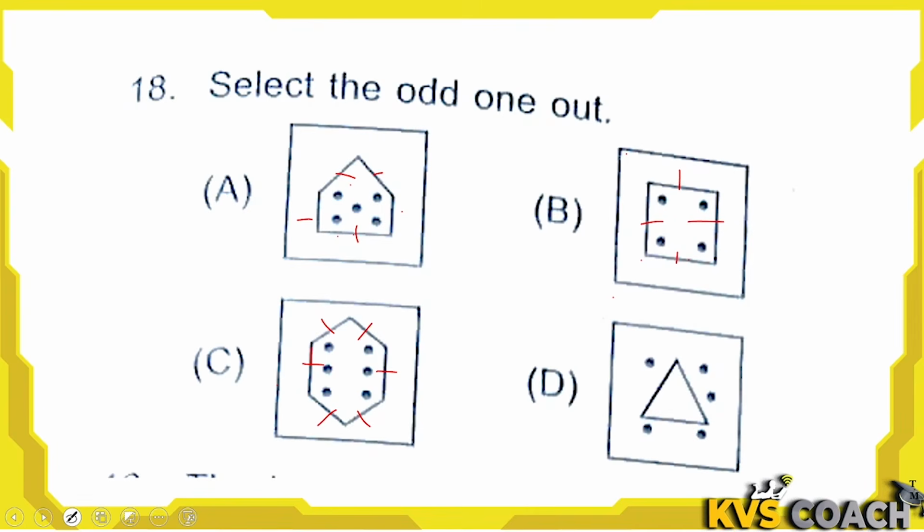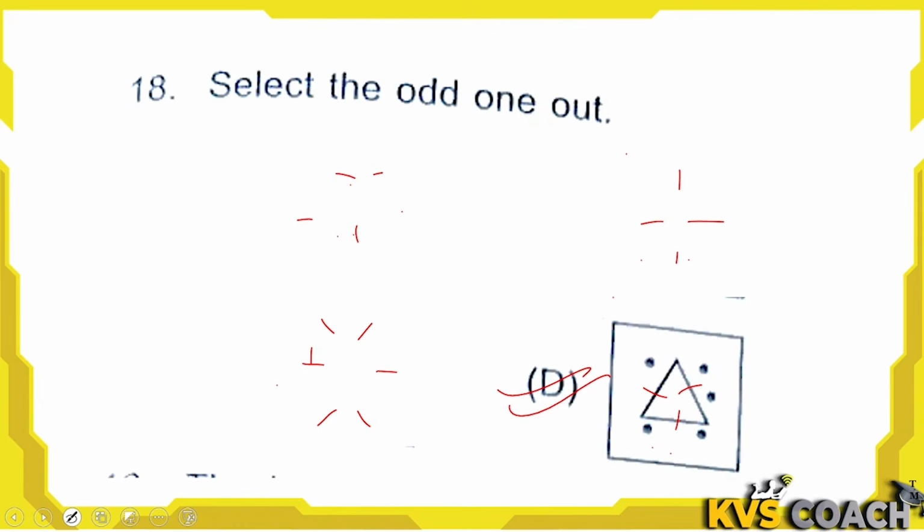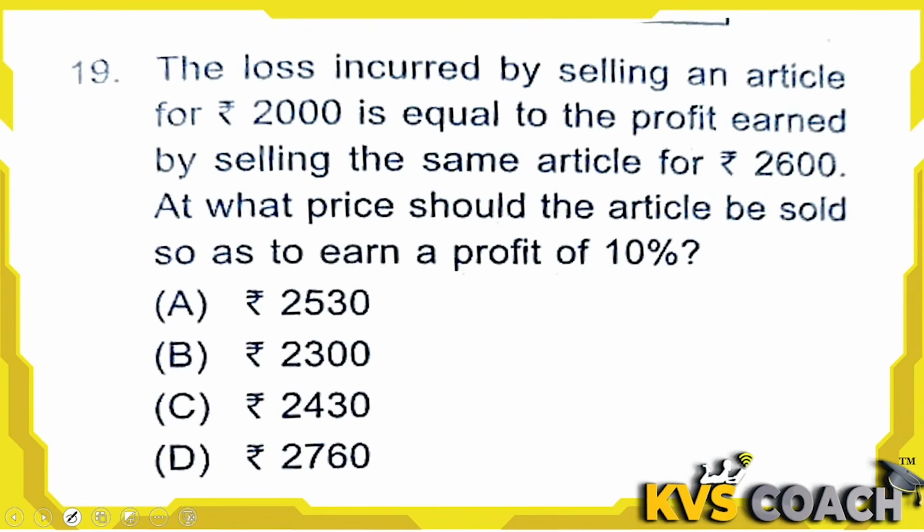Then there are 6 dots inside the circle. Here it is a square and this is a triangle, but the dots are 1, 2, 3, 4, 5. So this is wrong, or the odd one out. Option D is the right answer here, because there are 5 dots, but here there are 3 sides, a polygon. So this is the wrong answer here. Odd one out.